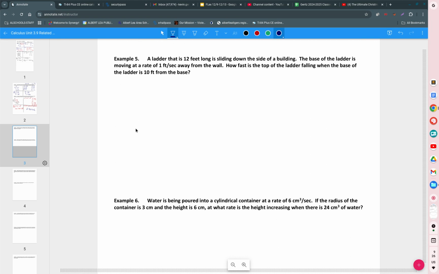A ladder is 12 feet long. It's sliding down the side of a building. The base of the ladder is moving at a rate of 1 foot per second away from the wall. How fast is the top of the ladder falling when the base of the ladder is 10 feet away? Right, okay. Let's make our box.